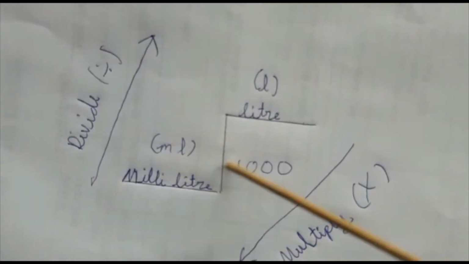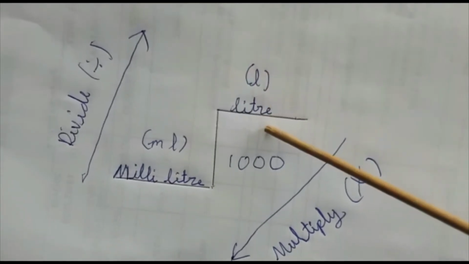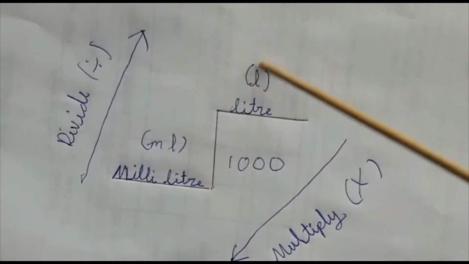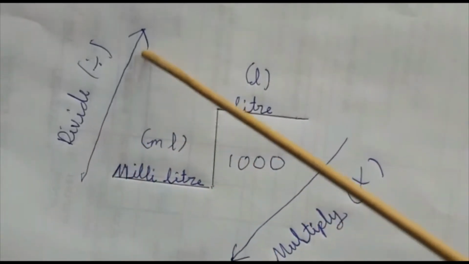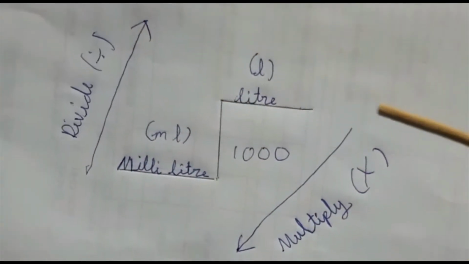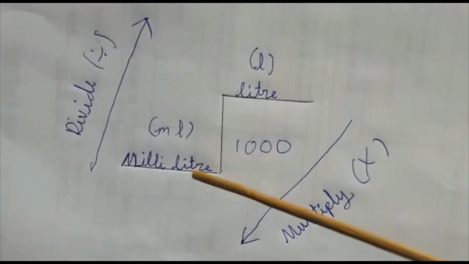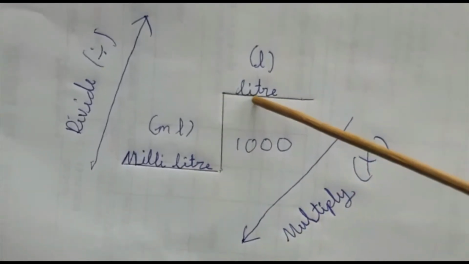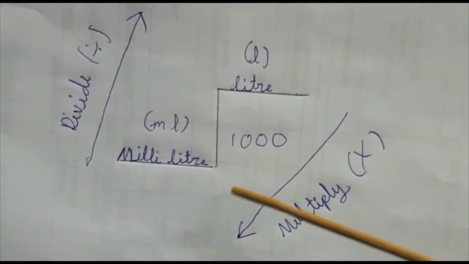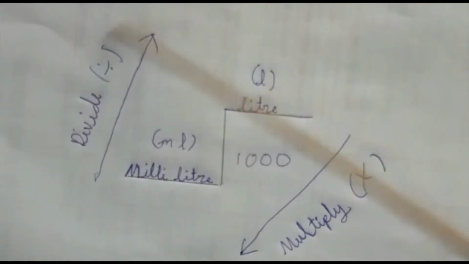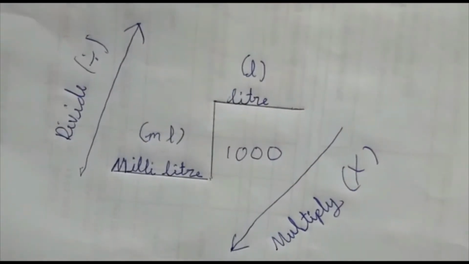So see, again the ladder here, the lowest ladder step is milliliter and the higher one is liter. As we go from milliliter to liter, that is small to big, we will divide. As we go up, we will divide. And as we go down, we will multiply. That is to convert liter to milliliter, we will multiply. 1 liter, 1000 milliliter, 10 liter, 10 multiply 1000, 10,000 milliliter, like that. Just keep this in your mind. And the conversion number is only 1000. Always it will be 1000.